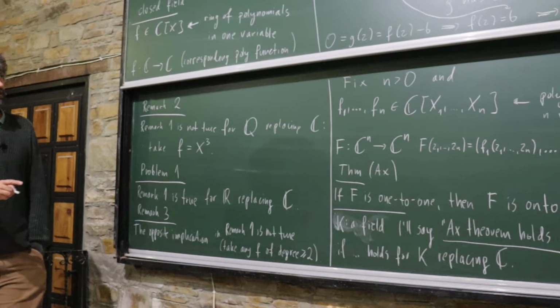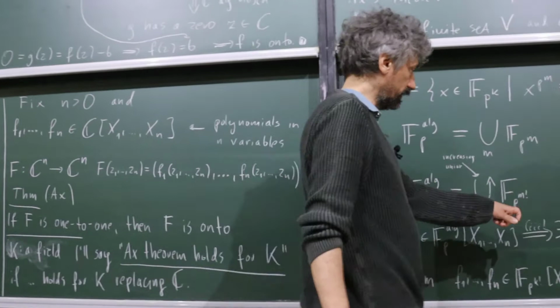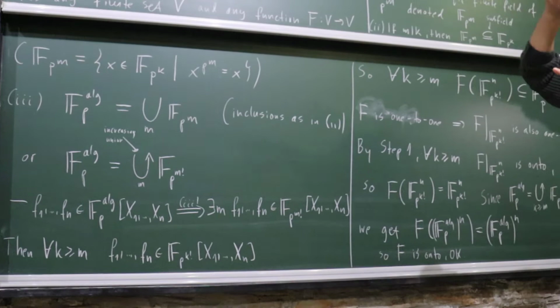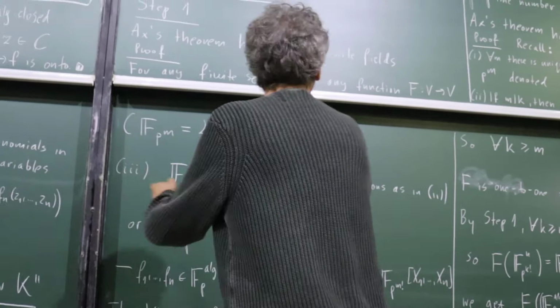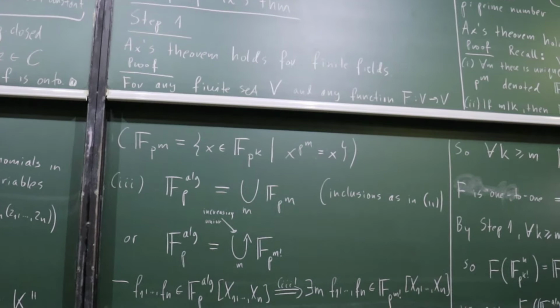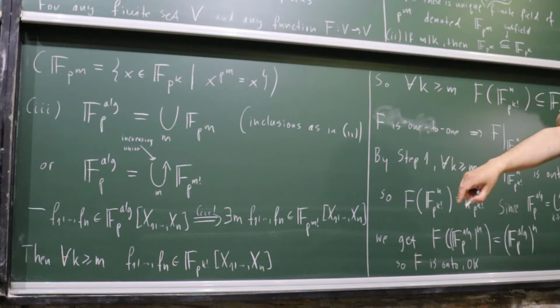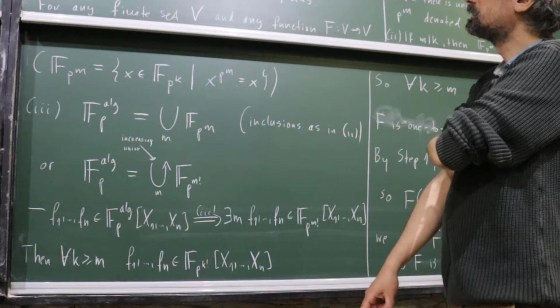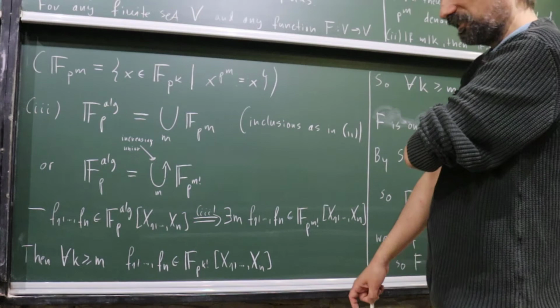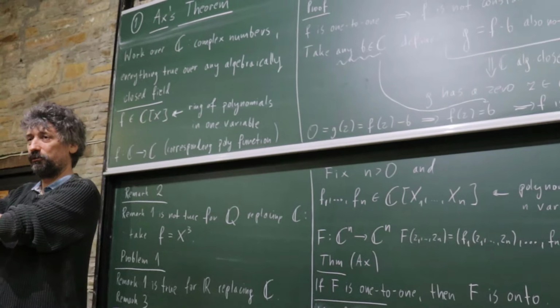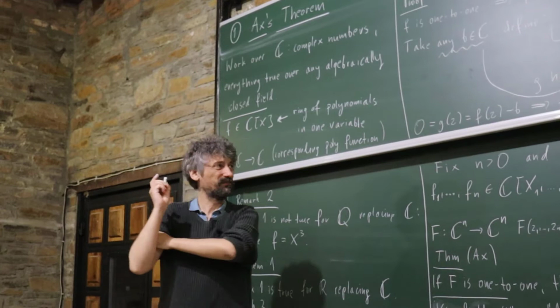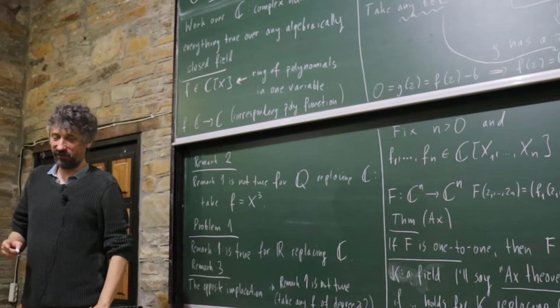Any question to that? Somehow, from this finite level m, everything was controlled on these finite levels, and on finite levels the function was onto by step one. So it was onto on the full field. So a question to you: what would go wrong if you were trying to prove that onto implies one to one? Because step one is also true for the other direction, but on F_p^alg it is not true. So what would collapse?